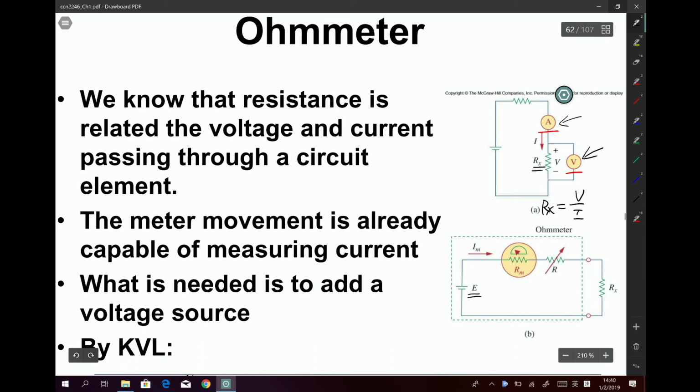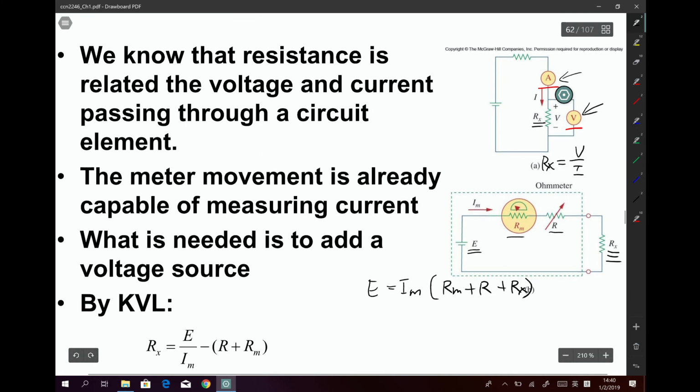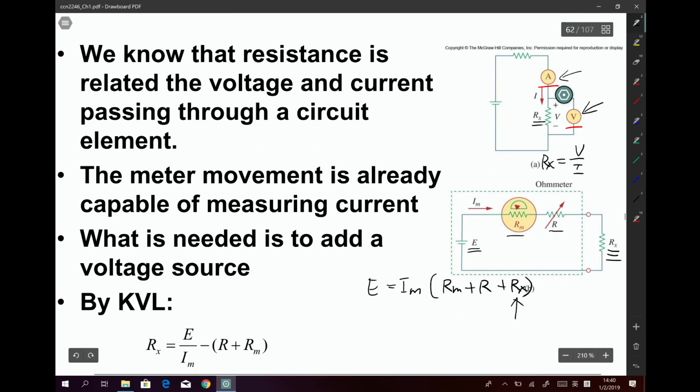Or you can use the meter with this approach, in which the ohm meter supplies a known voltage E, and you connect your unknown resistance to the network so that through this network you can set up the KVL equation where E equals Im times Rm plus R plus Rx. Now you find that Rm, R, and Rx are in series connection. Therefore, when multiplying by Im, you can know E, right?